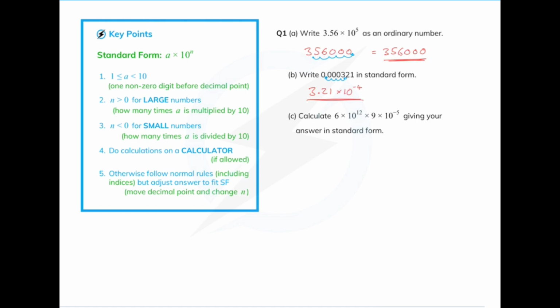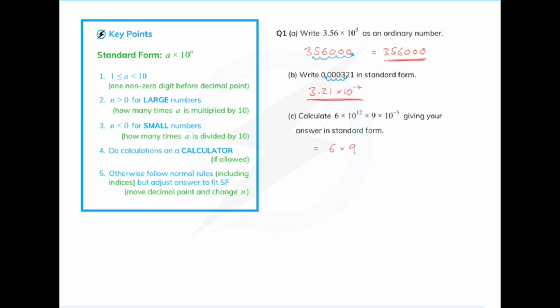Now I'm asked here to multiply two numbers in standard form together. I've got 6 times 10 to the 12 times 9 times 10 to the minus 5, so a very big number by quite a small number. Well, I've said follow the usual rules. And what do I mean? Well, let's write it in a slightly different way. Let's look at the sort of normal number bits to start with. The order of multiplication is not important, so I can rearrange them.